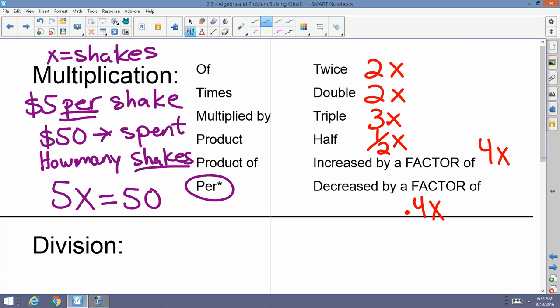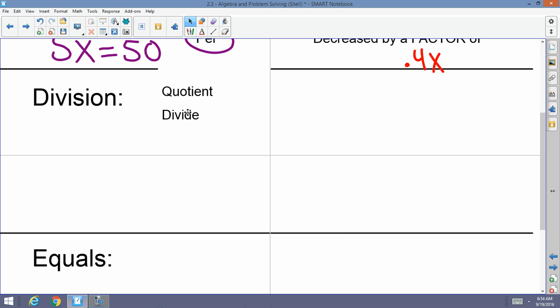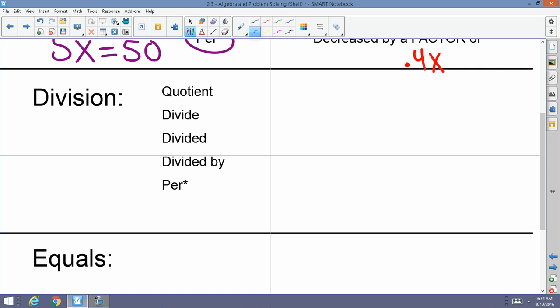Okay, welcome back. Division. There are key words that indicate division as well. Now let's start. We've got quotient, a very, very big and popular word. We've got divide, divided, divided by, per. Notice I have the asterisk again around per. We'll talk about that one in a second. Ratio of. All of these words indicate division.